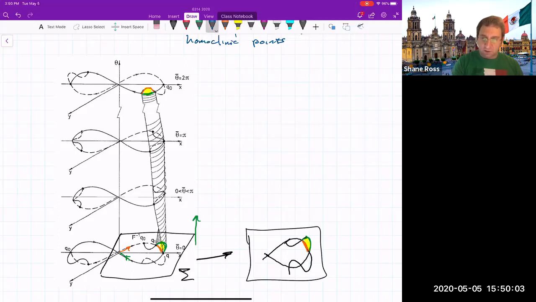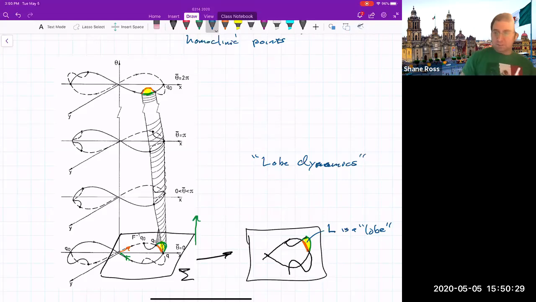So we might call this a region. Actually, it's called a lobe. So I'll write it as L. L is a lobe. And you can read more about the whole subject called lobe dynamics if you want. It's about how these lobes move around when you have intersections of stable and unstable manifolds.